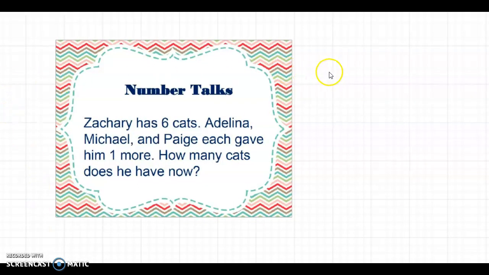Oops, 1 second. Alright, here we go. We know this is an addition problem. We know that Adelina, Michael, and Paige each gave him 1 more. Keyword here, each. They each gave him 1 more. Sometimes we look at problems like this, and all we see is the 6 and the 1, and we go ahead and add just 6 plus 1. So you have to be very careful and read the problem carefully. Since Adelina, Michael, and Paige each gave him 1, we're going to add 3.